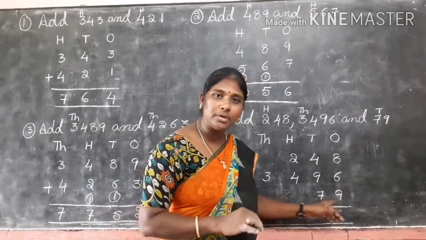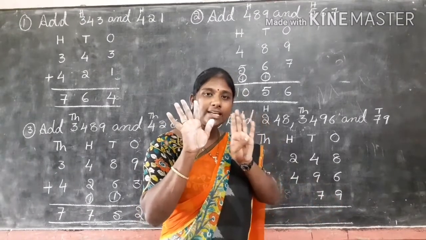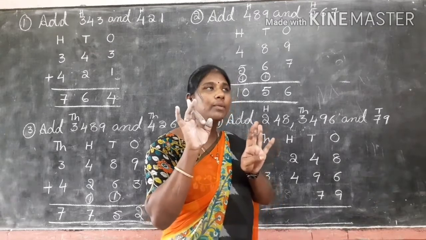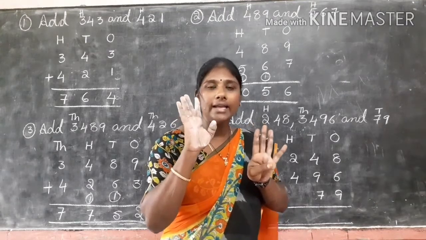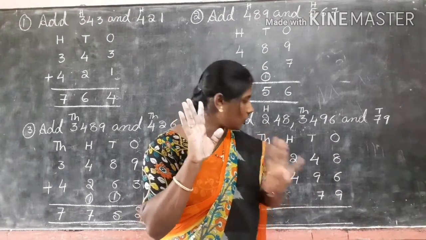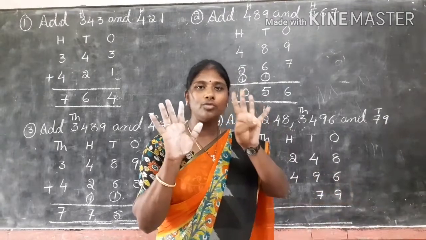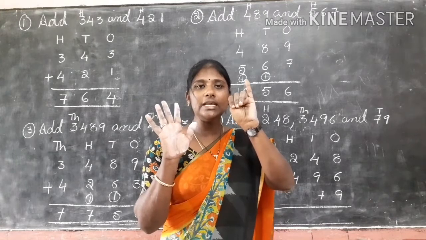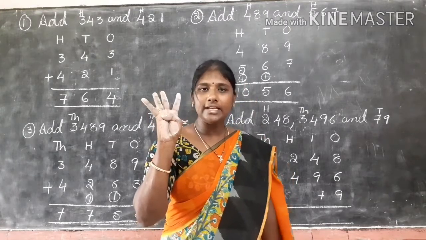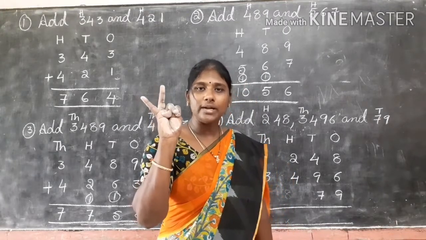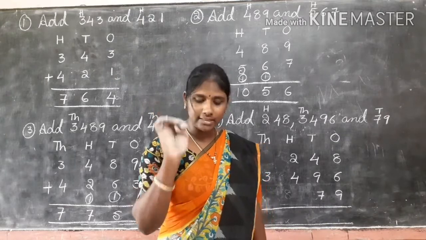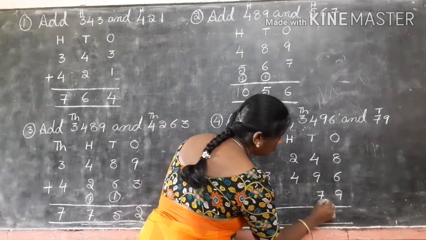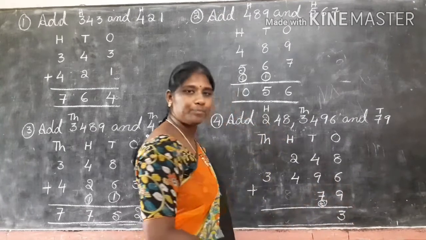What is the next number here? 9. Take 9 fingers. Before that, what number do you keep in your mind? Yes, I keep in my mind 14. So 14, after that we have to count: 15, 16, 17, 18, 19, 20, 21, 22, 23. So here we have to write 2, here we have to write 3.